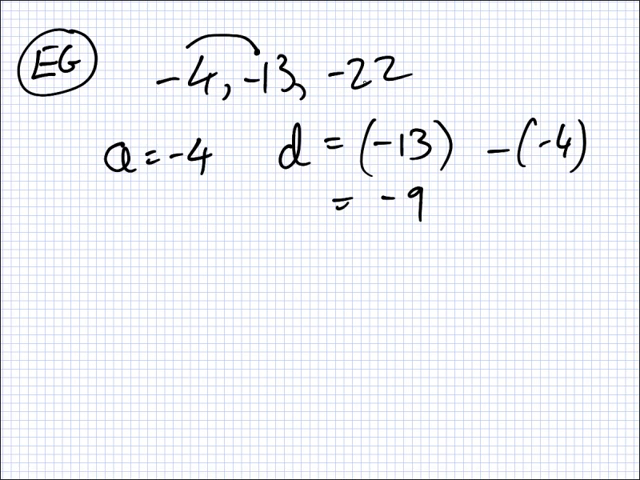-13 minus 9 is -22. What would be the next one? -31, yeah. Okay, that's the first example. So there's the A and there's the D. Next example.